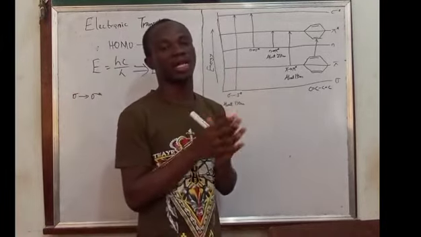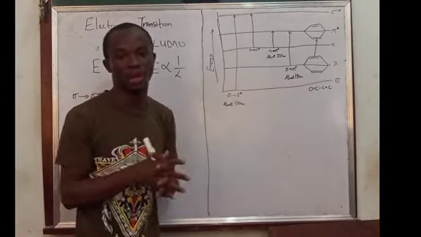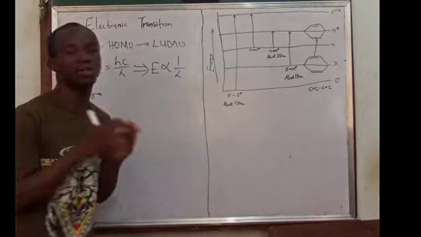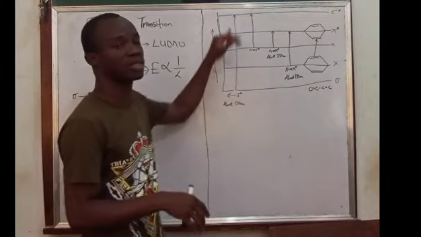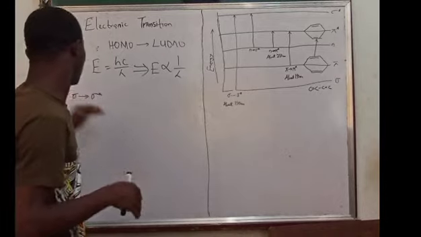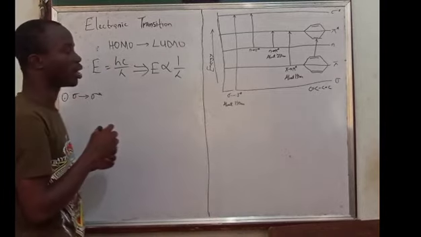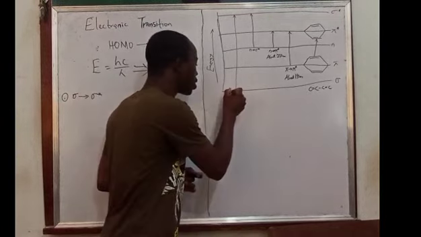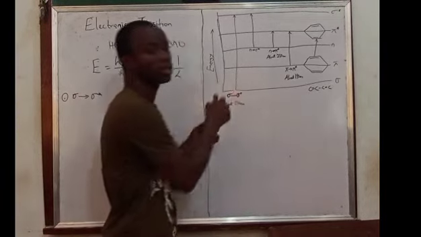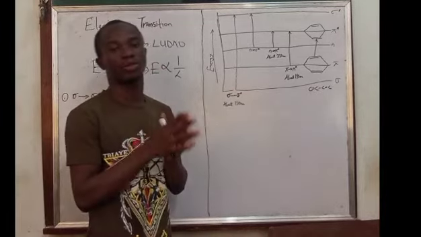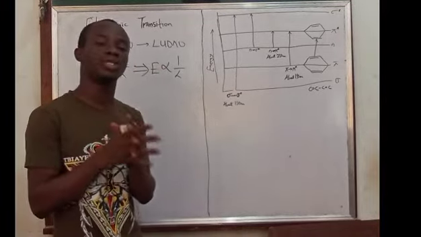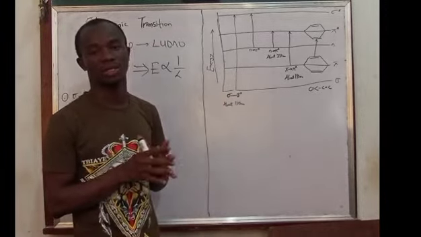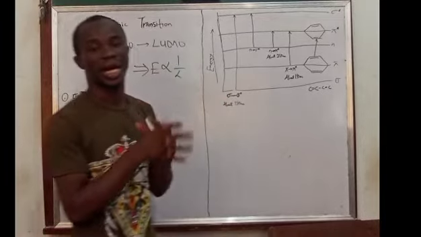This shows that the energy required for transition of electron from sigma bonding to sigma antibonding is very high, and that implies that light of lower wavelength will be required for this transition to occur. So that's the first kind of transition that we can have. The light required for this transition should have higher energy, which implies a lesser wavelength. The wavelength of light that will cause this transition is about 150 nanometers.